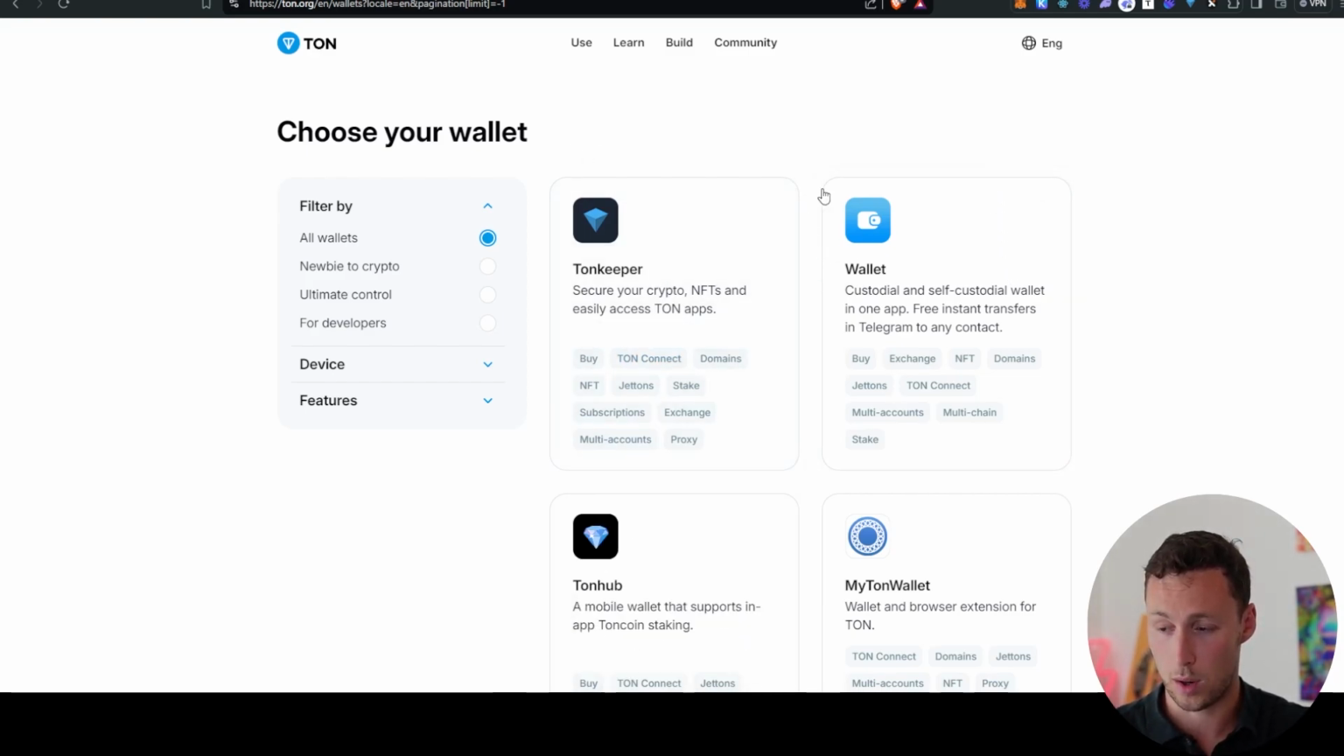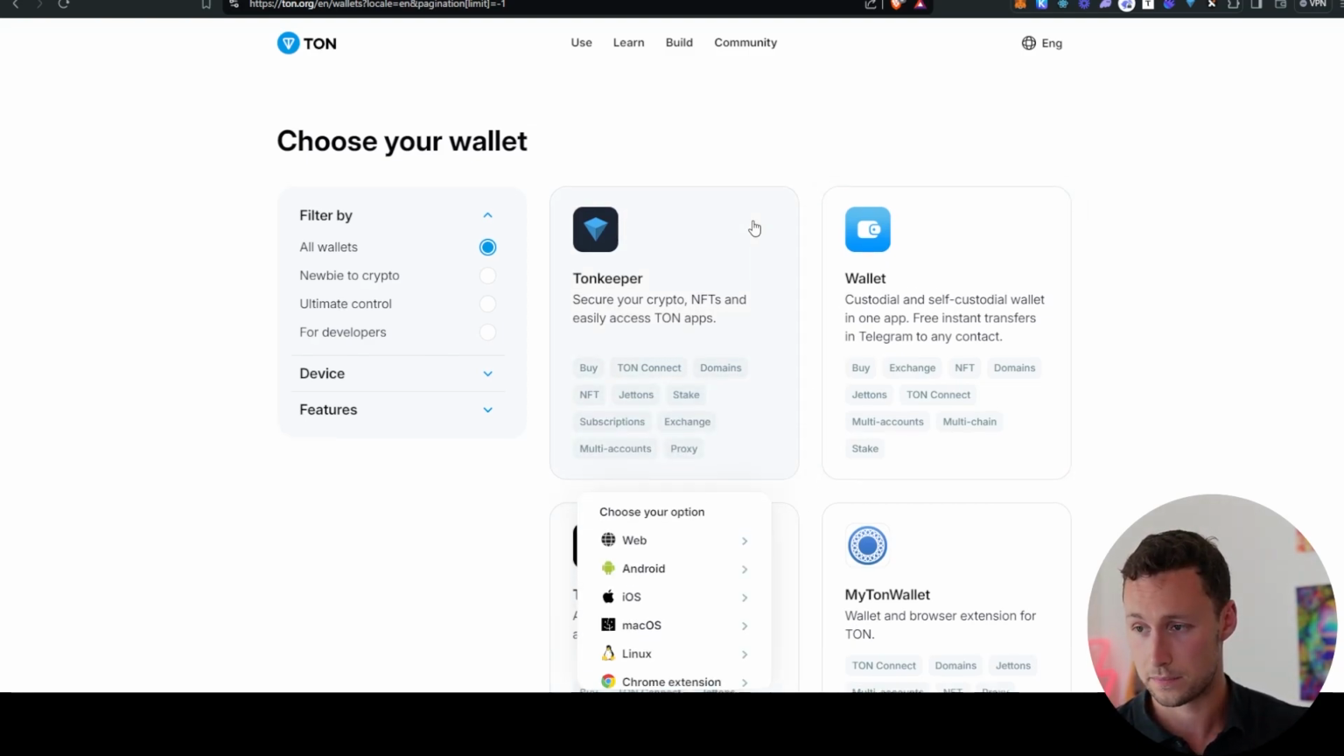Tonkeeper is a web wallet, so it looks and feels similar to MetaMask or Phantom. However, it's built for Ton. And honestly, I found it to be a very solid wallet. It had all the features that I was looking for. Note that you will not be able to use whatever wallet you probably use on another chain like MetaMask, Rabby, or Phantom. Those are not going to work for Ton.